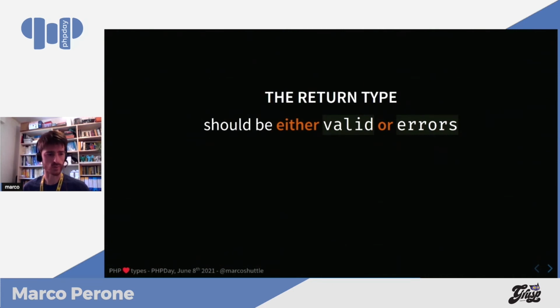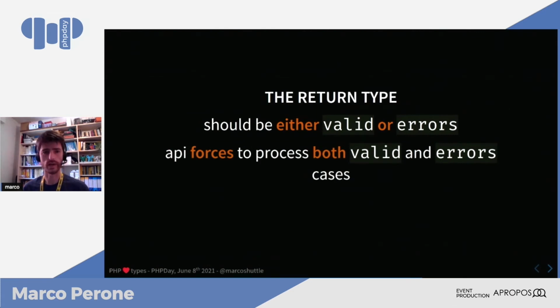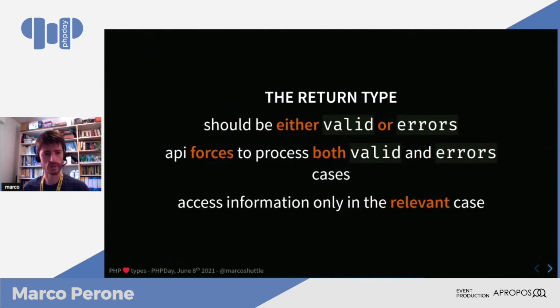Also, another property we would like to have is that we would like to create an API which forces the client of our validation result to process every time both the valid and the errors cases, because it's generally too easy to forget to handle error cases. So we would like to force our clients to handle that case too. And the third thing we would like to enforce is that the relevant information is only accessible in the relevant case. I mean, we should be able to ask for the result of validation only if the validation succeeded, and we should be able to ask for the error messages only if the validation failed.